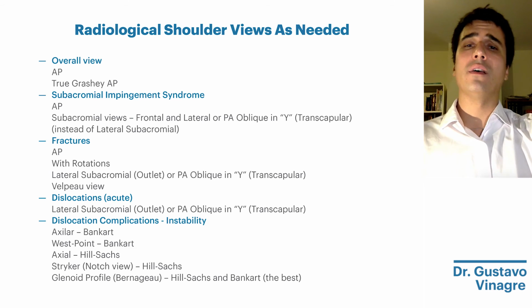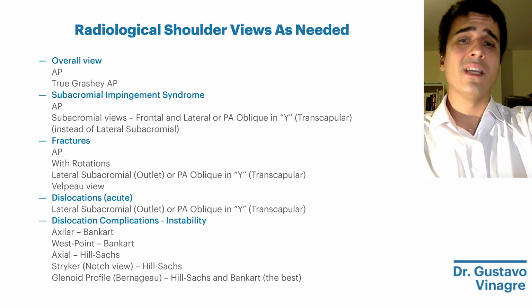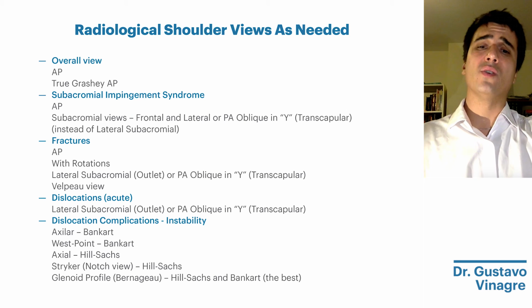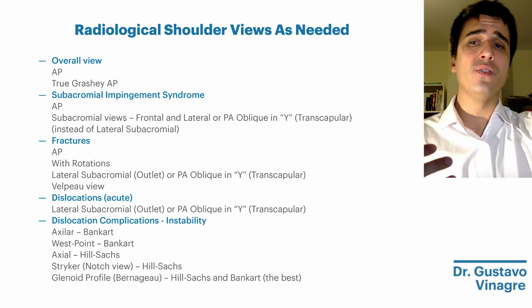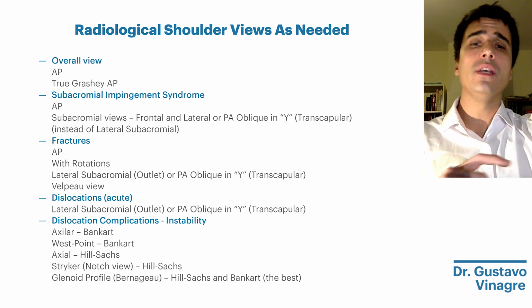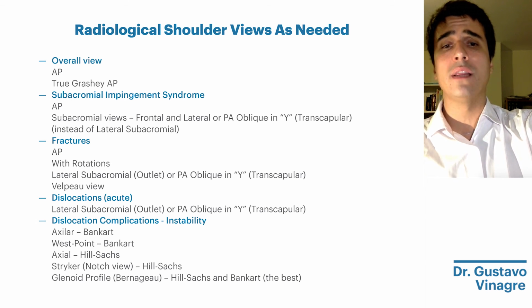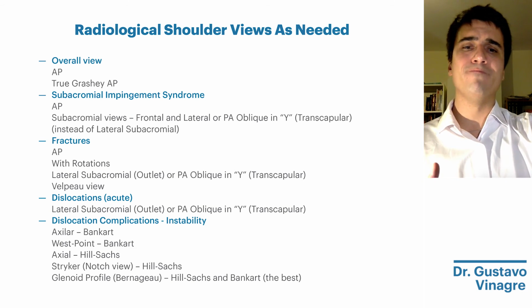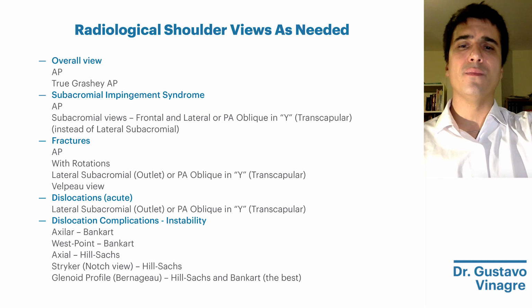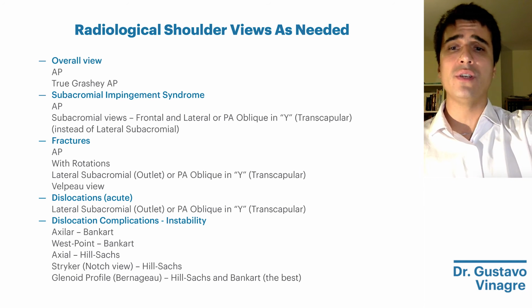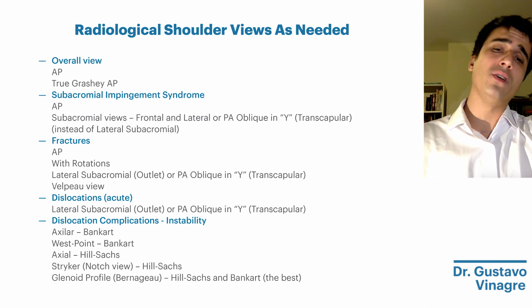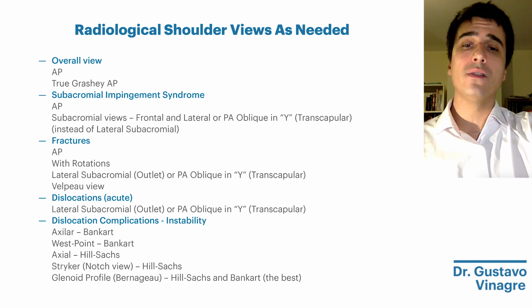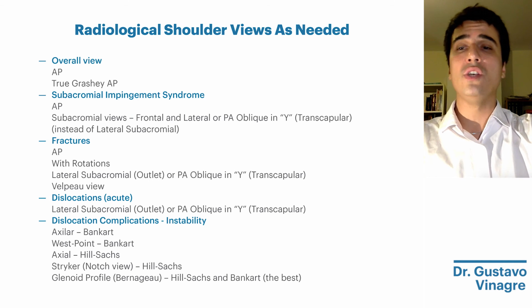And when the patient is in a sling, you can do the Velpeau view. If a patient has an acute dislocation, you want to see if it's an anterior dislocation or posterior dislocation, you do a lateral subacromial outlet or a PA oblique, a transscapular. When you want to see problems with chronic instability, dislocation complications in a patient that had a dislocation, you can do an axillary view or a West Point view to see the Bankart lesions.